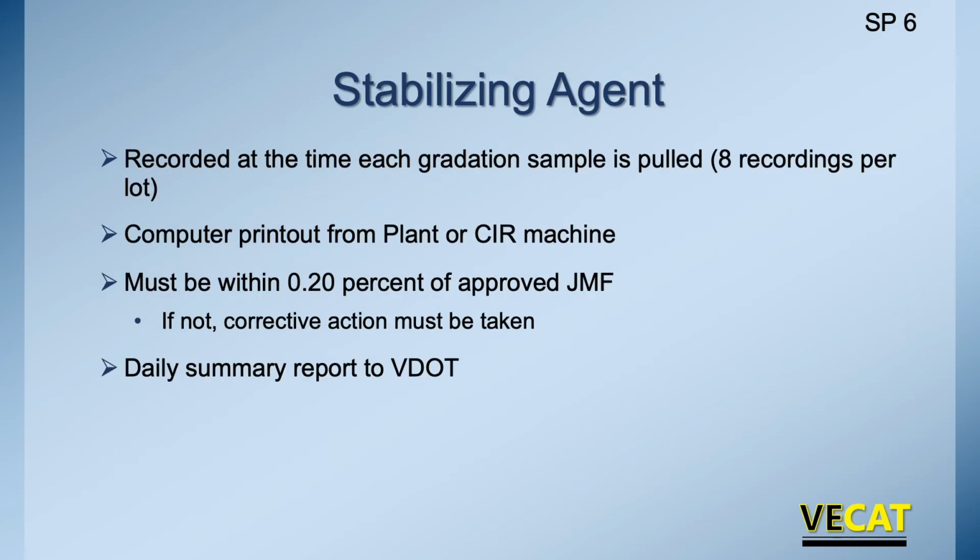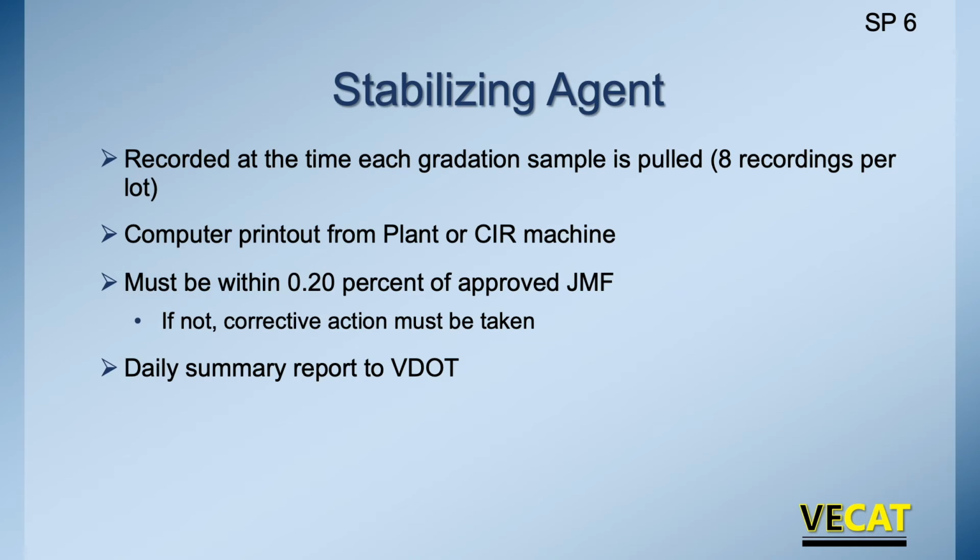When we look at the stabilizing agents, we record at the time of each gradation. So when we pull a sample, also when we're out there, we're recording what's going in. It's computer controlled, so it's either at the plant or on the CIR machine itself that we're looking at the readout and saying, what are we adding? Are we adding at 2.9%, 3.1%, 2.4%, whatever it may be to match up with the mix design, but it's got to be within 0.2% of the approved job mix. And if it's not, we've got to take corrective action.